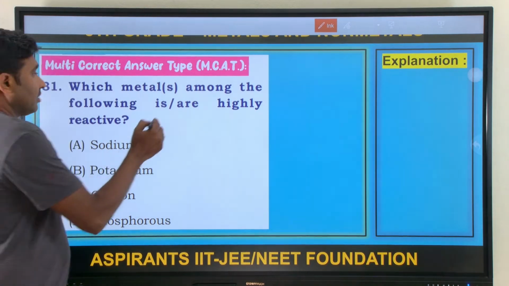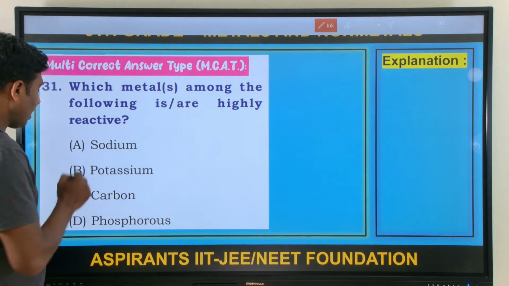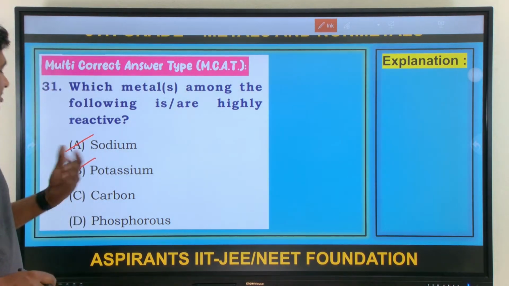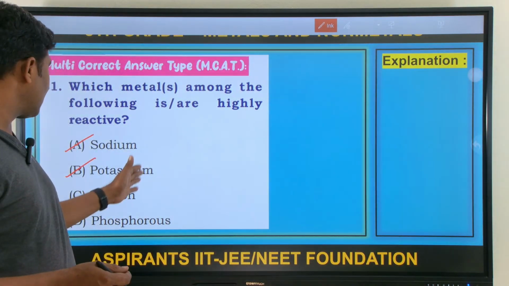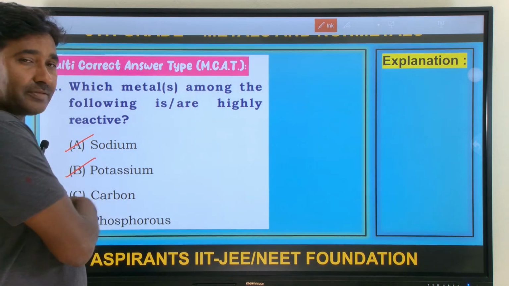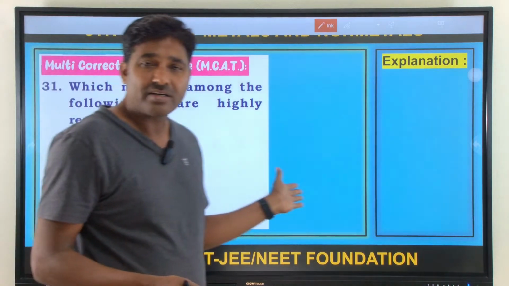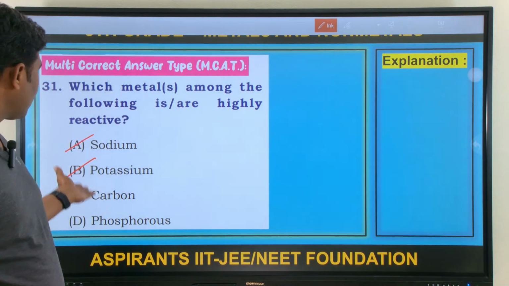See, in this, option A sodium and option B potassium, these two are metallic elements. Generally metals are highly reactive in nature. At the same time, in the periodic table these elements are placed on the left side, in the first group. They are highly reactive in nature. So the highly reactive elements are what?